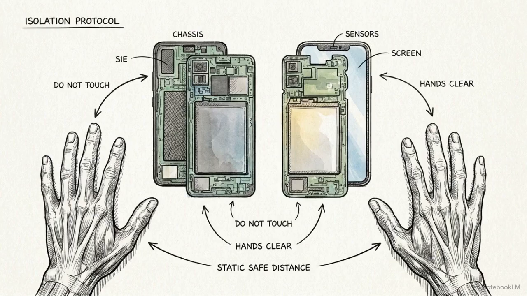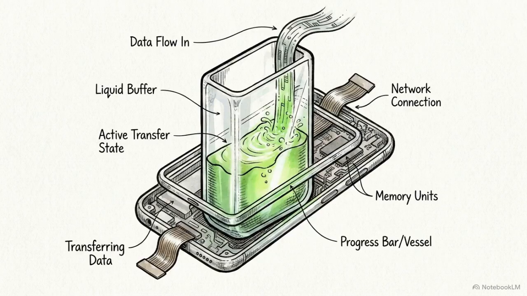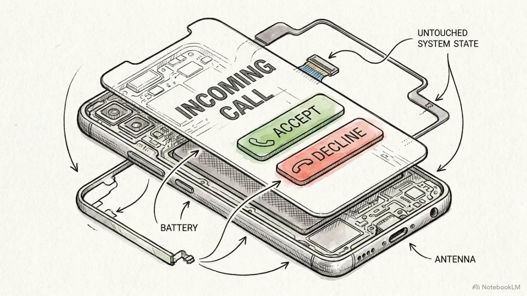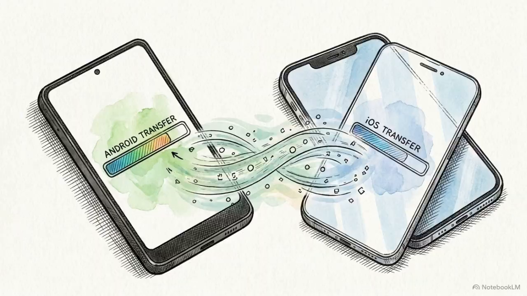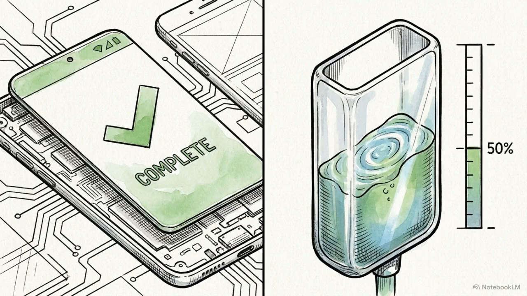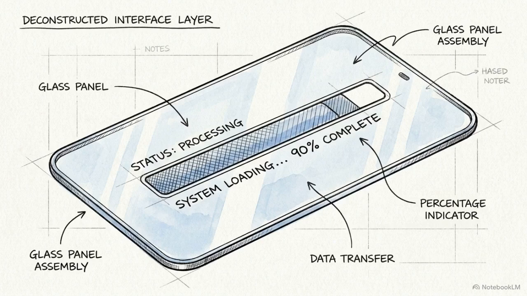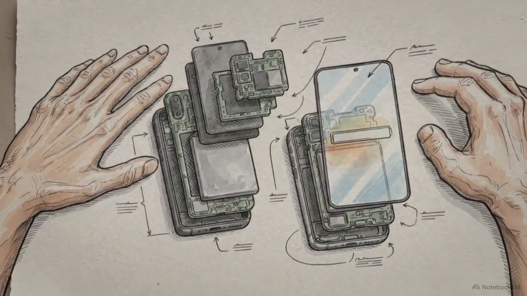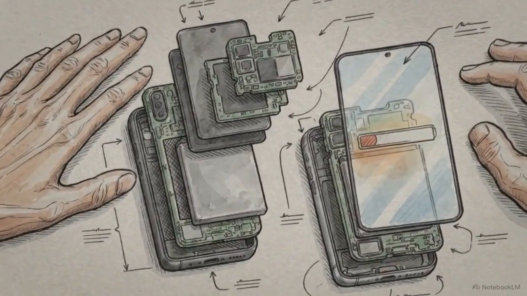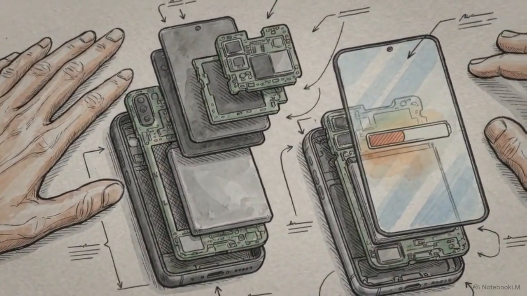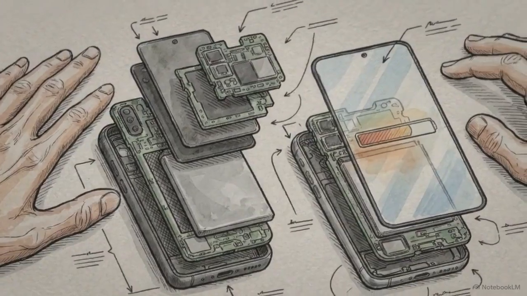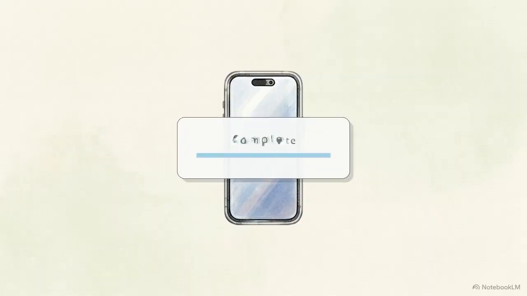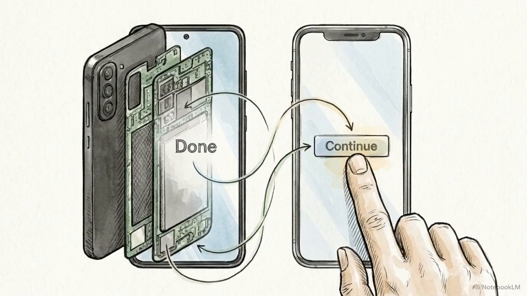Do not touch either device. Do not switch to other apps, answer phone calls, or allow screens to sleep. Note that the Android device may display a complete message prematurely. You must wait until the progress bar on the iPhone screen is finished. Uninterrupted patience at this stage is the difference between a corrupted file transfer and a successful migration of your entire media library. Once the progress bar on the iPhone is full, tap Done on the Android and Continue on the iPhone.